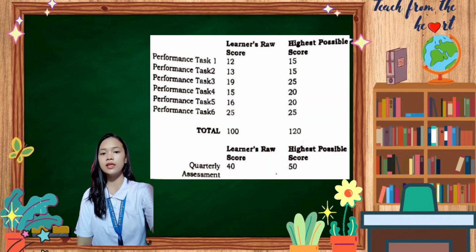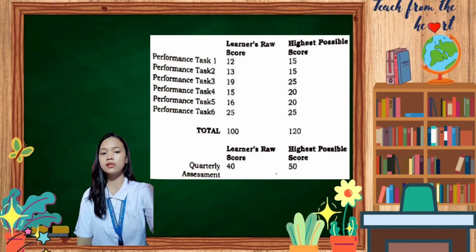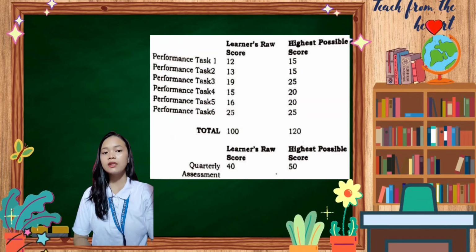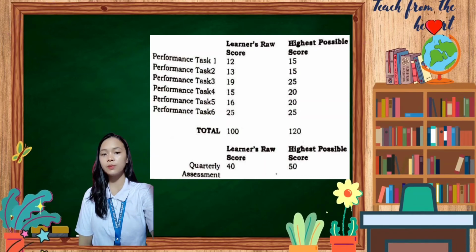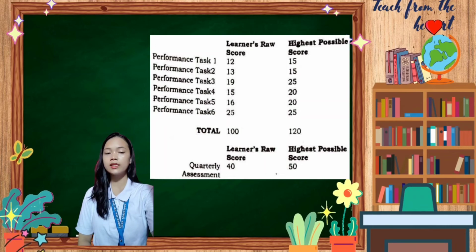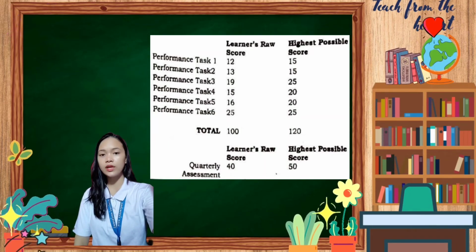As you can see from the performance 1 to 6, there is the learner's raw score and the highest possible score. The total of the learner's raw score is 100 while the highest possible score is 120. So therefore, in quarterly assessment, the learner's score is 40 and the highest possible score is 50.